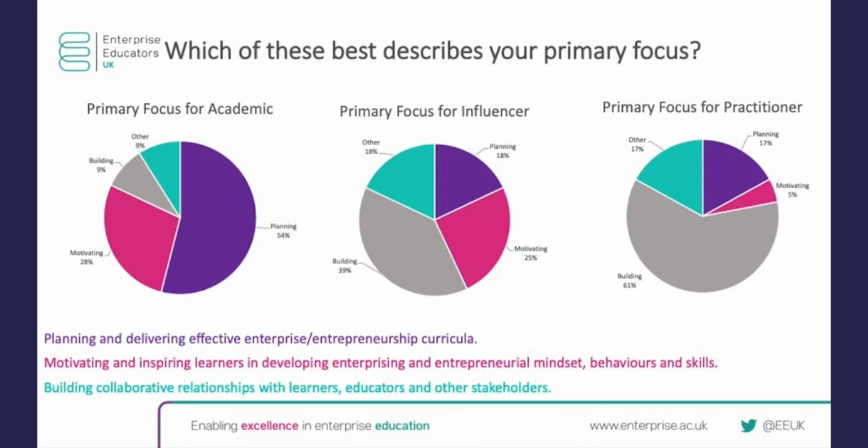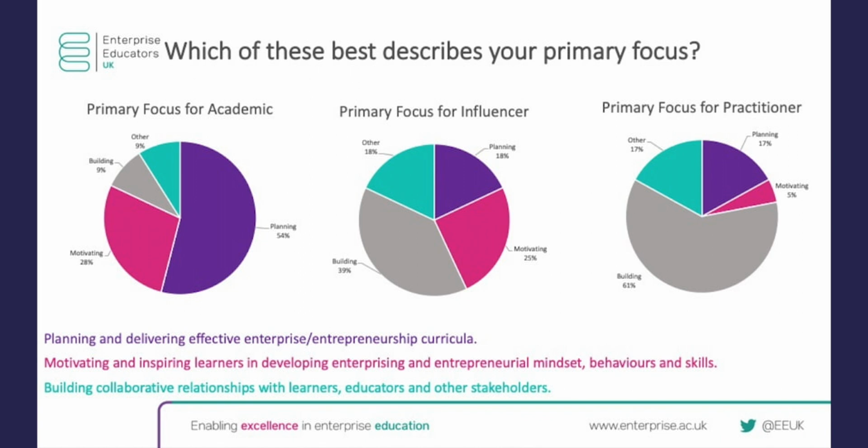Question 5 asked, which of these, listed at the bottom of the slide and including other, best describes your primary focus? The 3 statements are key areas of the IOEE National Occupational Standards for Enterprise Educators. EE UK has assigned each of these key areas to one of their pathways to highlight what the majority of that pathway's work will entail. For example, planning and delivering effective enterprise and entrepreneurship curricula is assigned to the academic. Motivating and inspiring learners in developing enterprise and entrepreneurial mindsets, behaviours and skills is assigned to the practitioner, and building collaborative relationships with learners, educators and other stakeholders is assigned to the influencer.